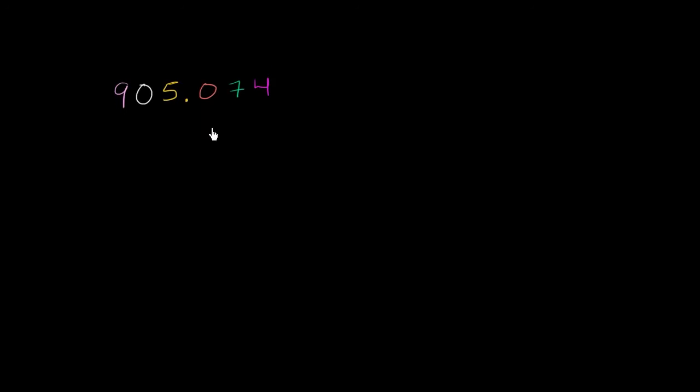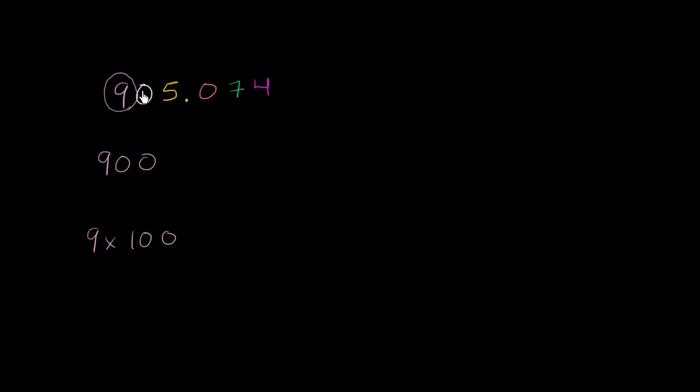Let's say I have the number 905.074. So how could I expand this out? What does this actually represent? So let's just think about each of the place values here. The 9 right over here, this is in the hundreds place. This literally represents 9 hundreds. So we could rewrite that 9 as 9 hundreds, or let me write it two ways. We could write it as 900, which is the same thing as 9 times 100.